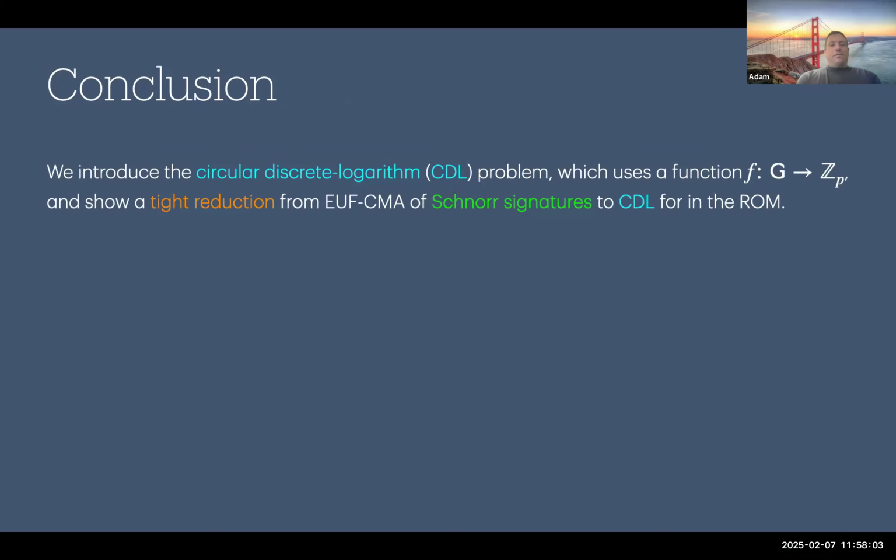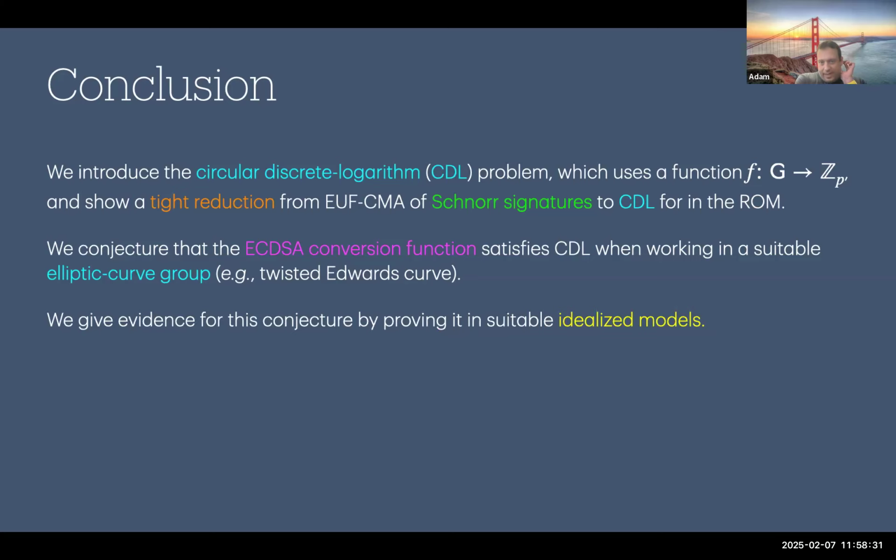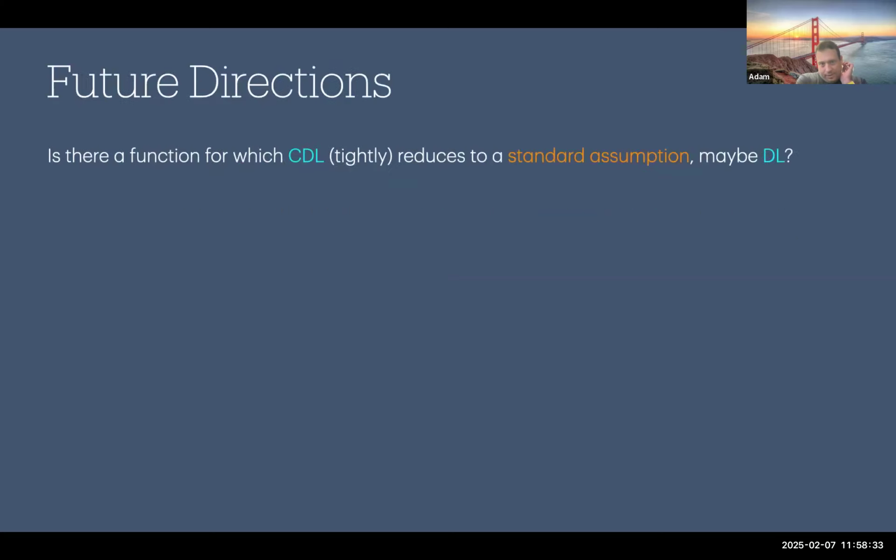Let me wrap up and then discuss some open problems which I think are interesting. I've been working in this direction. We introduced the circular discrete logarithm problem and showed a tight reduction from Schnorr to CDL in the ROM. We conjecture that the ECDSA conversion function will satisfy our new assumption, and we give evidence for that in idealized models.